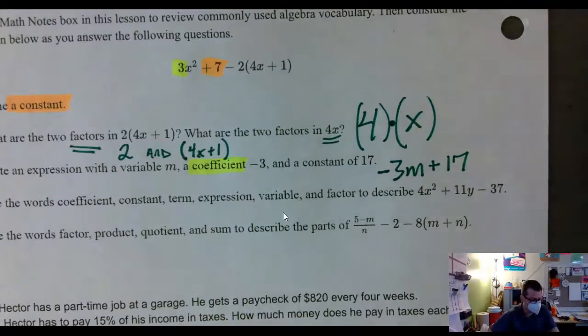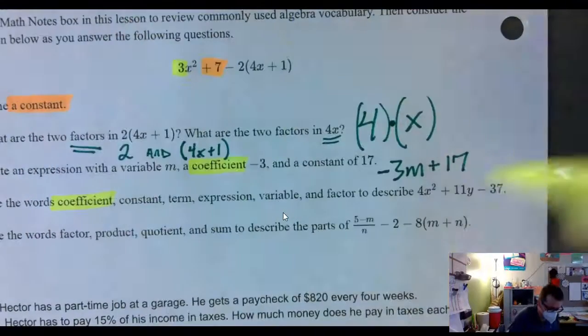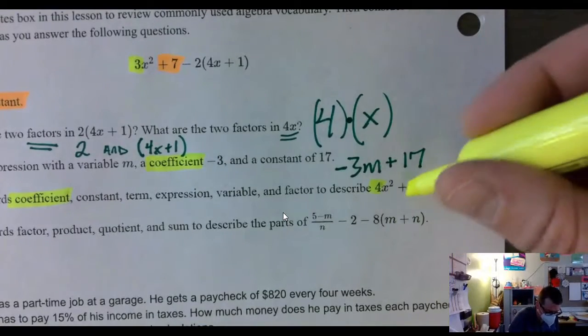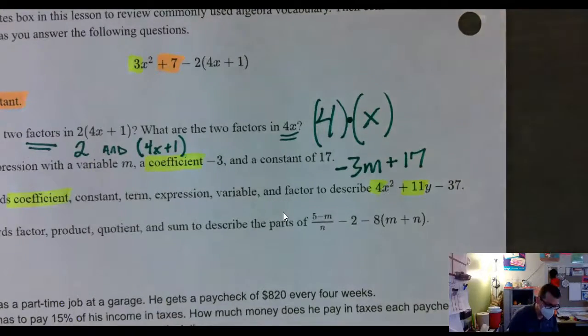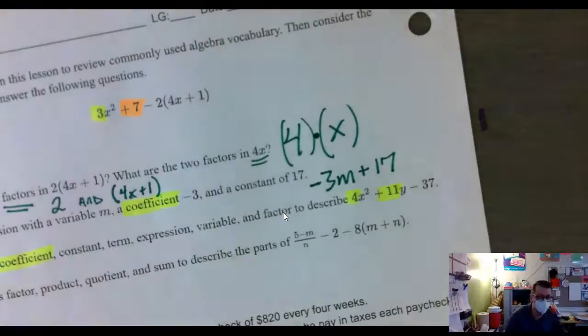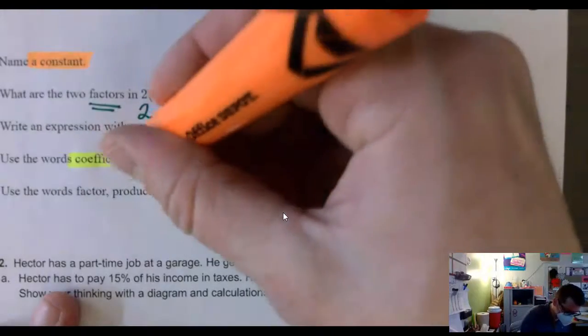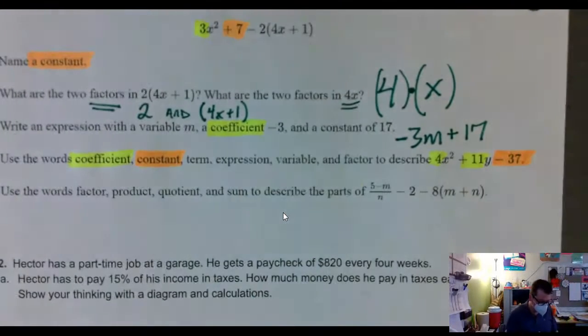So in D, you could highlight in D, coefficient. What's our coefficient over here? Well, either the 4 or the 11, right? Both of those are multiplied by variables. Constant, I might as well use the same color we used up top. Our constant, the number that we know, negative 37.